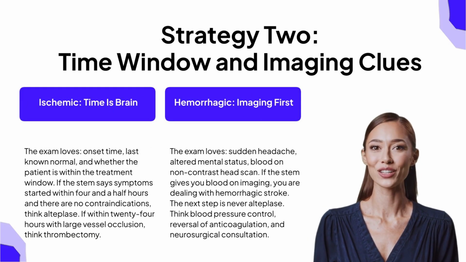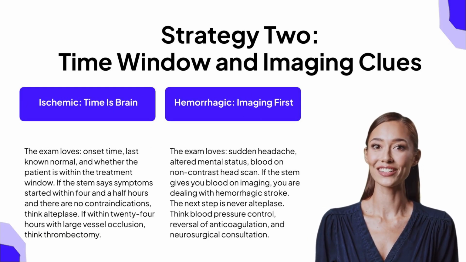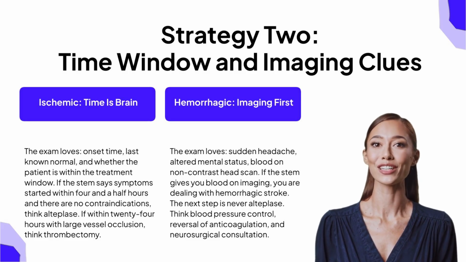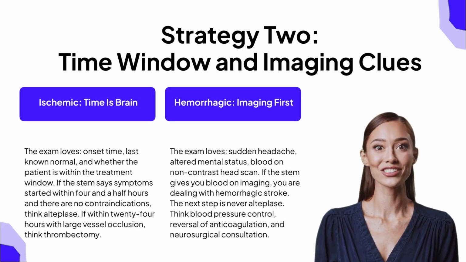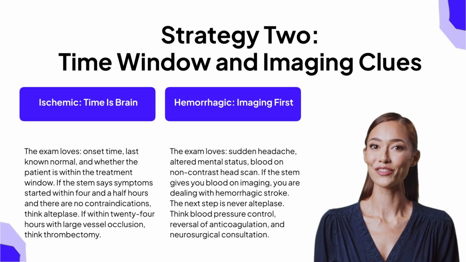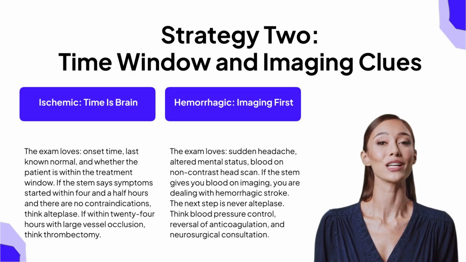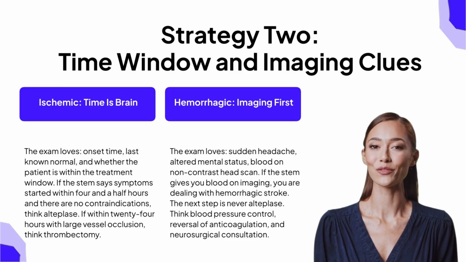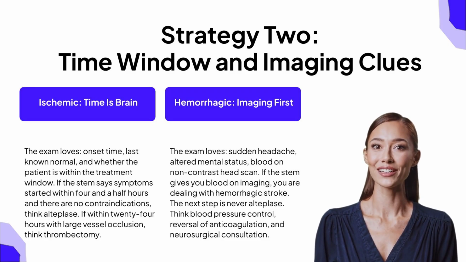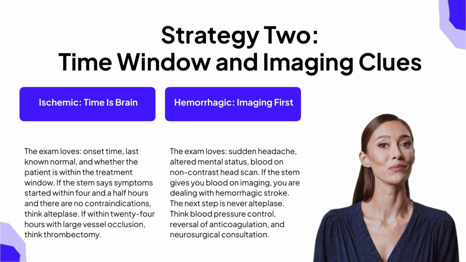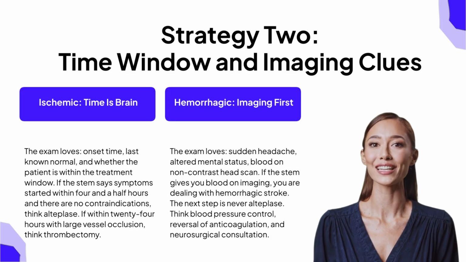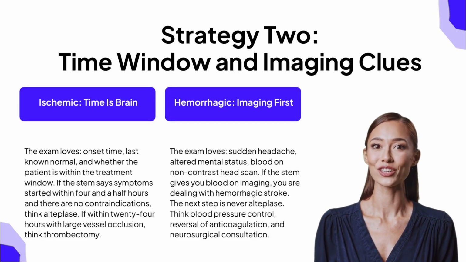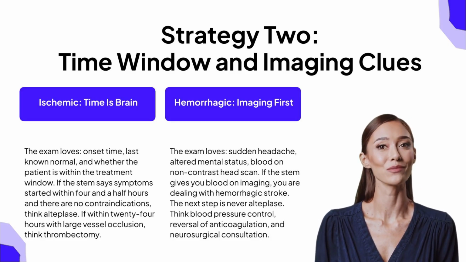Now let us talk about the clues that tell you what to do next. For ischemic stroke, the exam is obsessed with time. You will see the onset time stated clearly in the stem. If symptoms started within 4.5 hours and the head scan shows no bleeding, think Alteplase. If it is a large vessel occlusion within 24 hours, think thrombectomy. For hemorrhagic stroke, the head scan is your answer. When you see blood on imaging, your priorities shift to blood pressure control, reversing any anticoagulation, and getting neurosurgery involved. Never give Alteplase when there is blood on the scan.